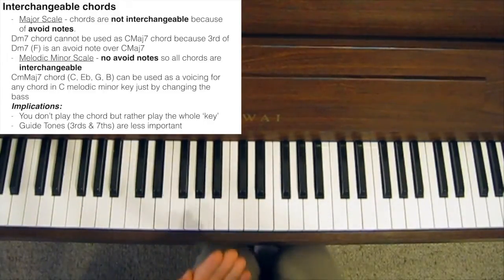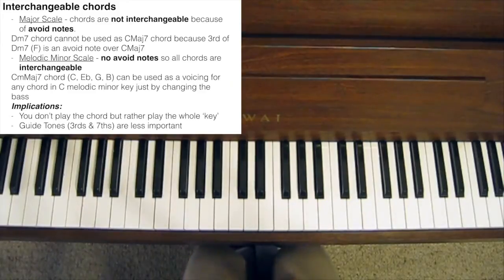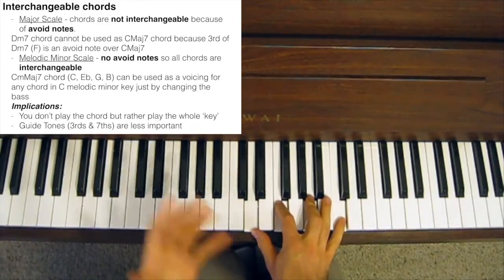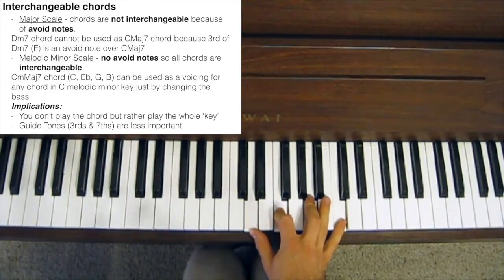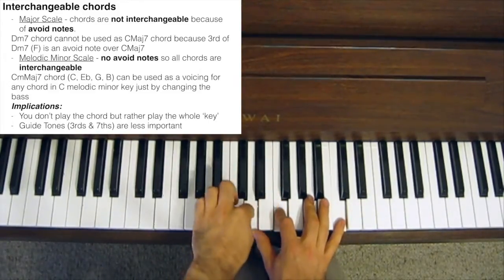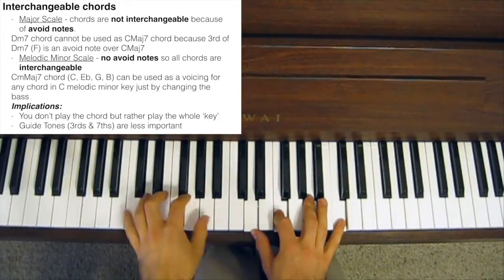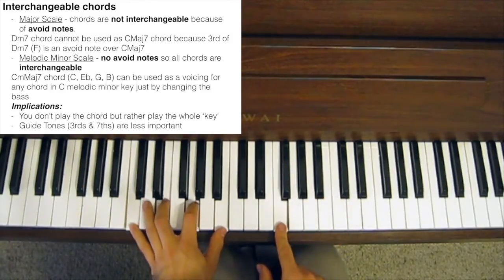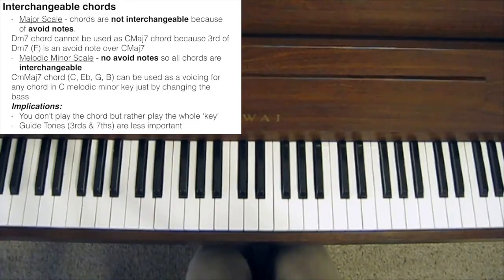So if, for example, I'm looking at a lead sheet or some sheet music and I see the chord C major 7 written out, then I cannot play D minor 7 instead. I can't substitute D minor 7 in place of C major 7. And the reason I can't do that is because the D minor 7 chord has the note F, which is an avoid note from the point of view of the C major 7, right? It's the natural 11, and natural 11s generally aren't played over major 7 chords. But in the melodic minor key, there are no avoid notes.